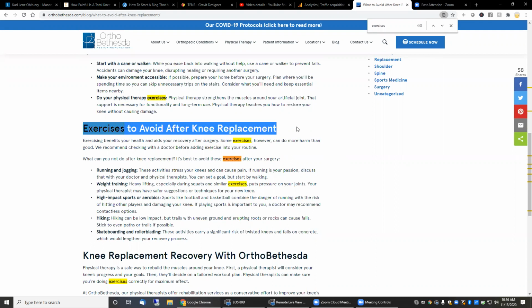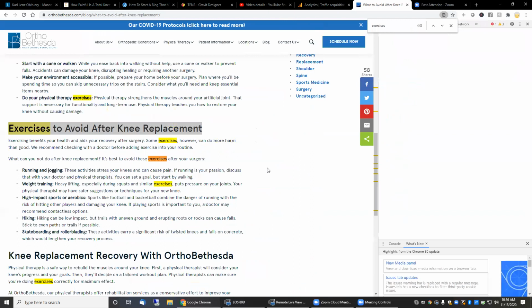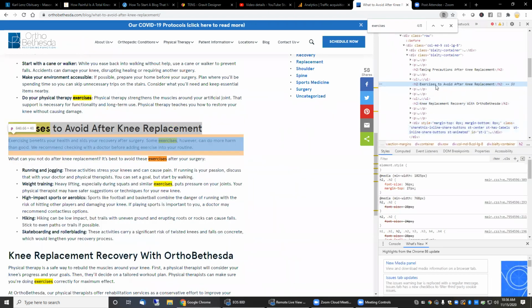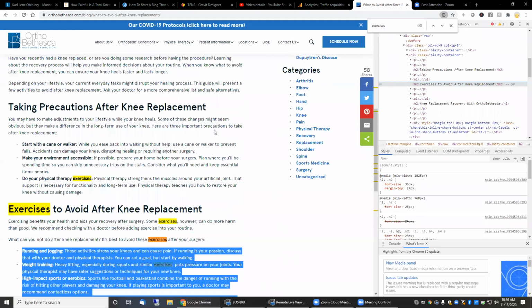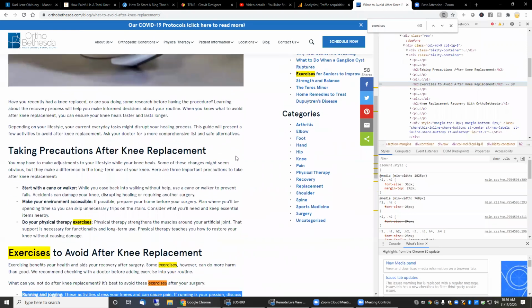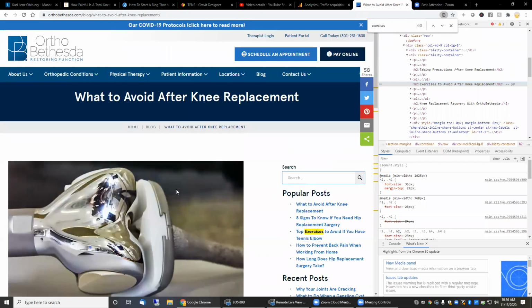So what Google did was it grabbed that, and let's do a little investigating since we're here. That's an H2 tag, exercises to avoid. And then it started grabbing this stuff right here. It skipped this section in the middle. All right, now I haven't planned this at all. I haven't scripted anything. I haven't done anything. But what to avoid after a knee replacement.